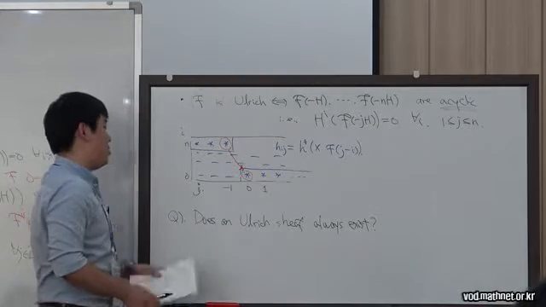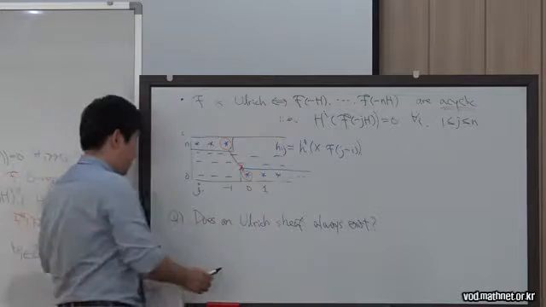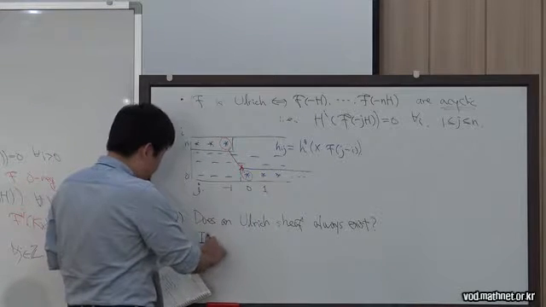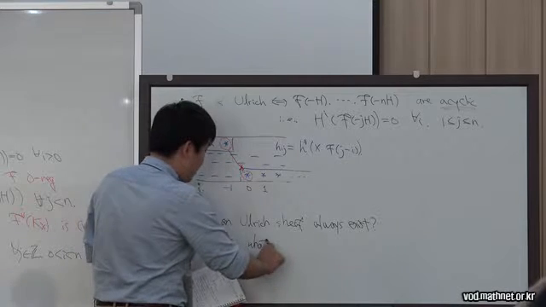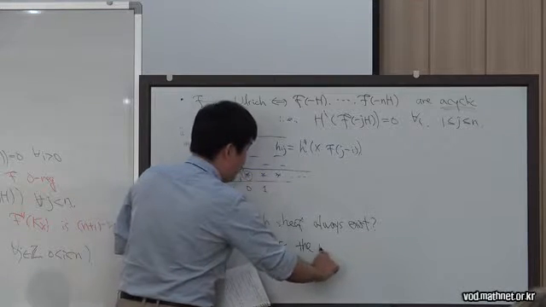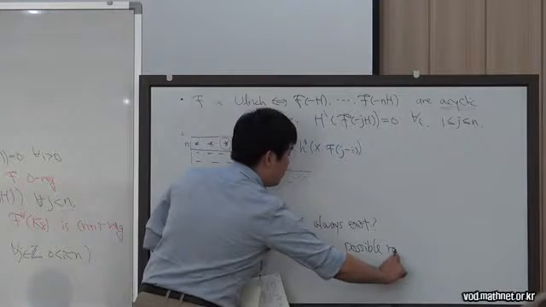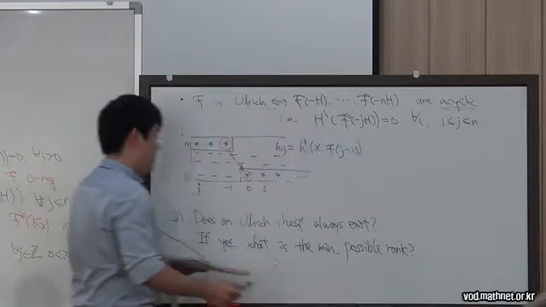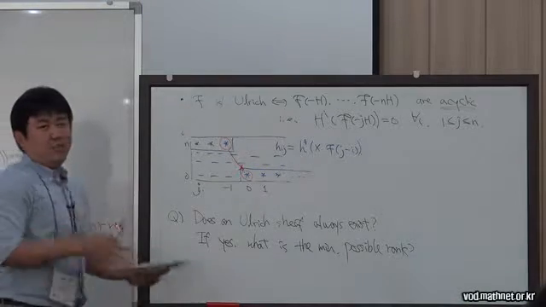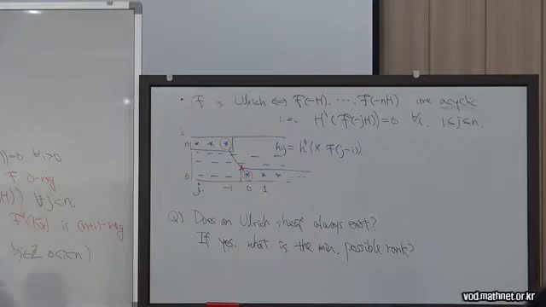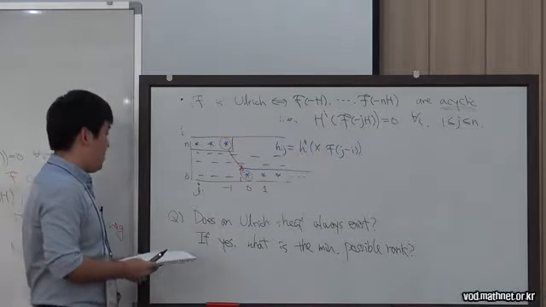So the question is simple. Does an Ulrich sheaf always exist? And if yes, what is the minimal possible rank? So far the question is so difficult and we don't know for almost all cases.